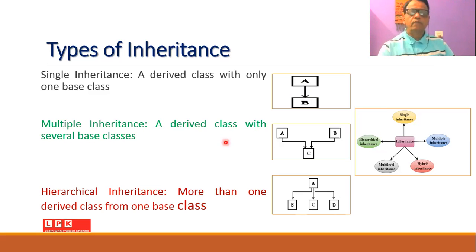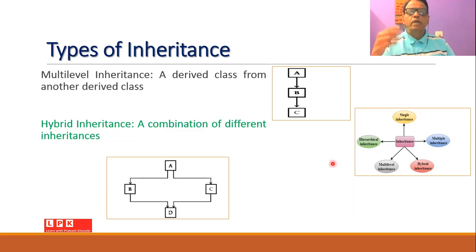If there are more than one base classes, and by using more than one base class we go on deriving another class, then that is called multiple inheritance. For example, if we have class A and class B, and by using these two base classes we derive the class C, then that is multiple inheritance. In hierarchical inheritance, we can derive more than one derived class from a single base class. So if there is a base class A, and from the base class A we derive B, C, and D derived classes, then such inheritance is called hierarchical inheritance.